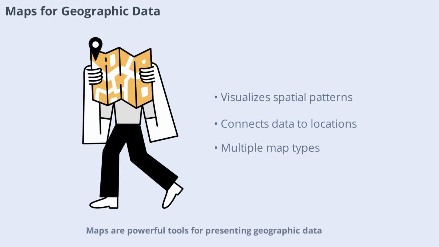Maps are powerful tools for presenting geographic data. Whether you're showing sales by region, tracking shipments, or visualizing population density, maps make spatial patterns easy to see. Different types of maps like choropleth or bubble maps can highlight various aspects of your data. Geographic visualizations help audiences connect data to real-world locations, making insights more relatable and actionable.